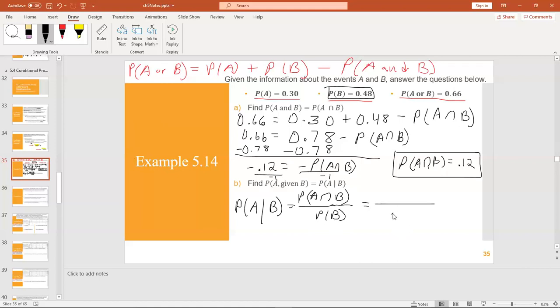So as I mentioned, the probability of B, we already know what that is. That is 0.48. We just found the probability of A and B. That is 0.12. So then if you do 0.12 divided by 0.48, you will obtain 0.25.